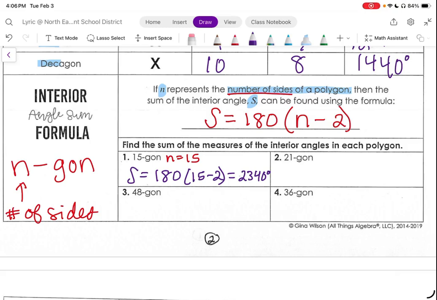Let's take a look at number 2. Here we have a 21 gon. So what is our n? The number of sides, or n, is 21. So we plug it into our formula. S equals 180 times 21 minus 2. Taking that into our calculator, we get 3,420 degrees. So in any 21-sided shape, all of its angles total 3,420 degrees. Go ahead and try number 3 and 4 on your own. Pause the video to do those on your own.